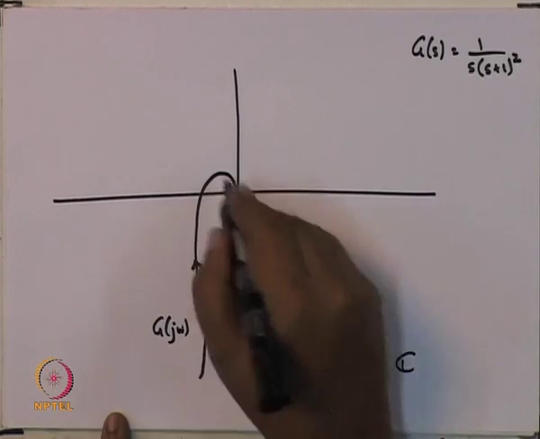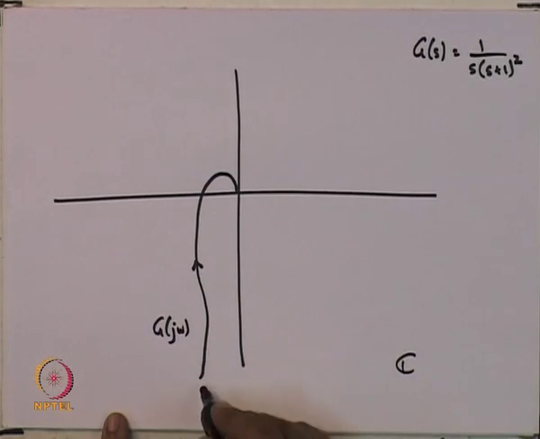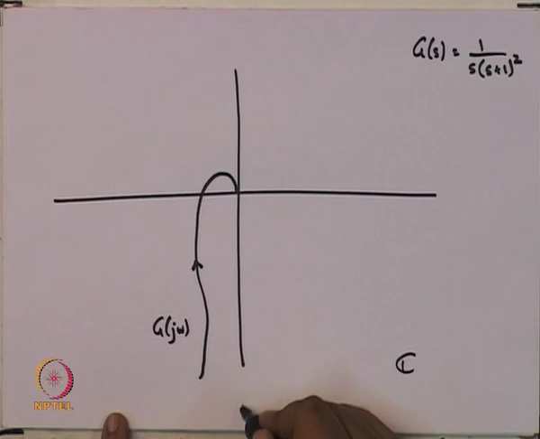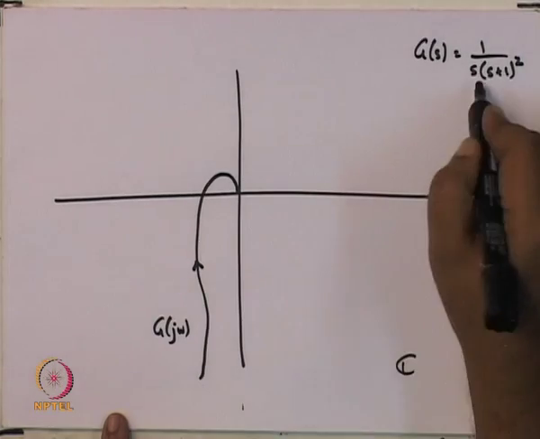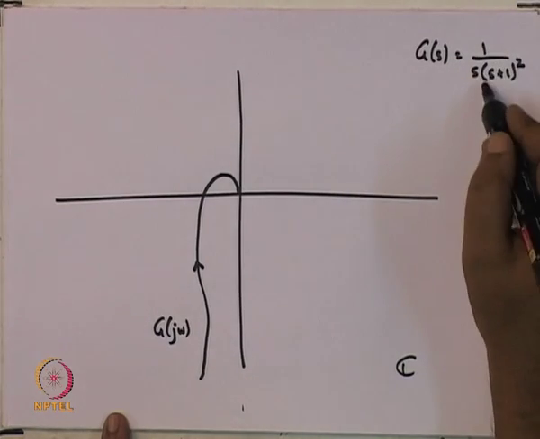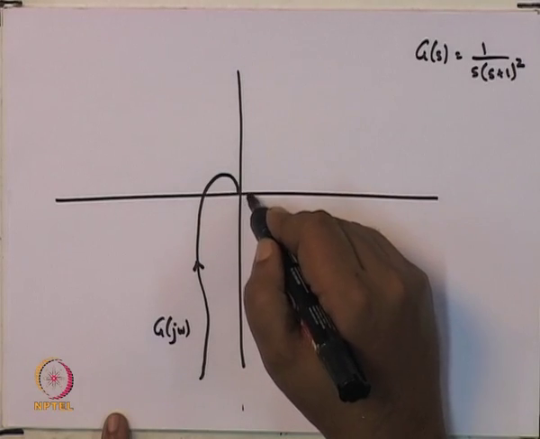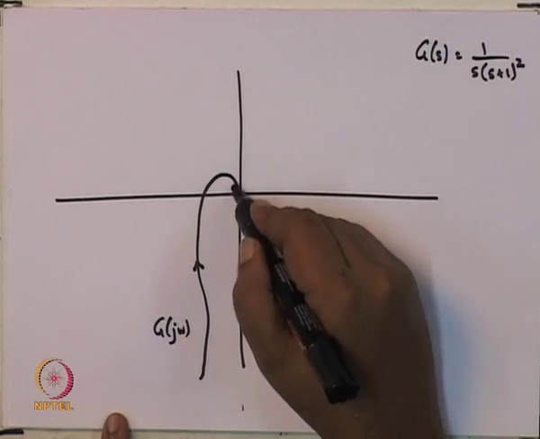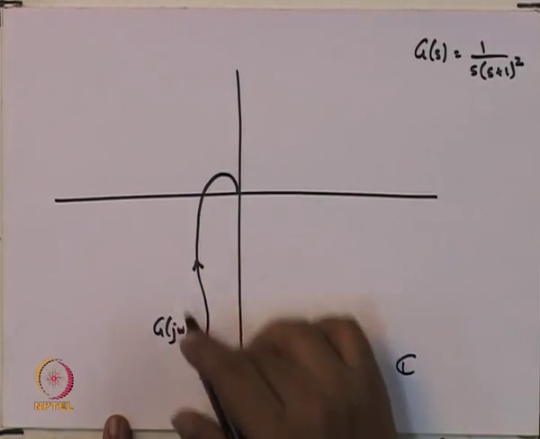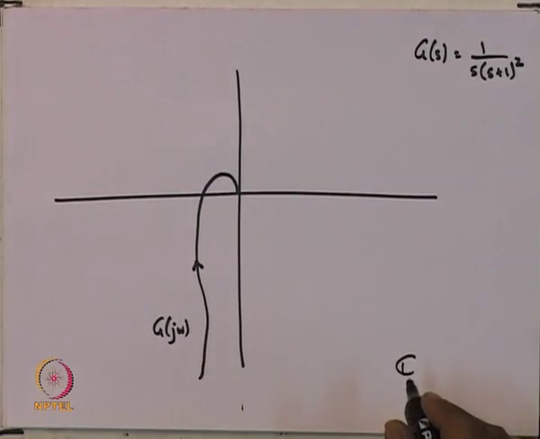Okay, so we have drawn the Nyquist plot of G of j omega. At S equal to 0, it is infinity with an angle of minus 90. So, it is somewhere down here, and then it comes, and as S tends to infinity, this thing goes to 0, but with an angle of minus 270 degrees. So, this is the kind of plot that you would get.